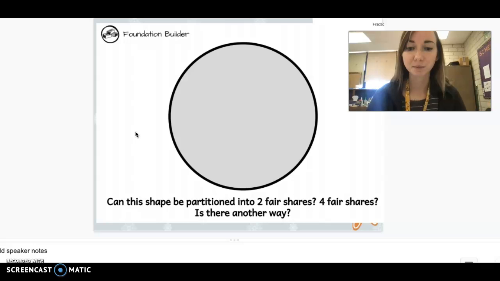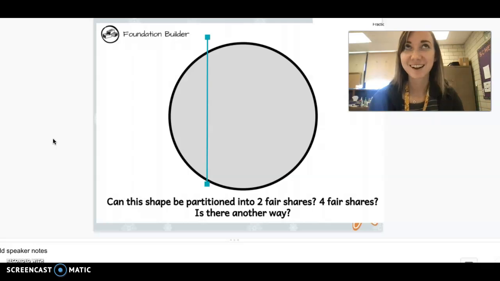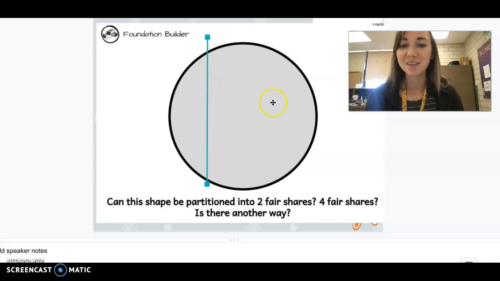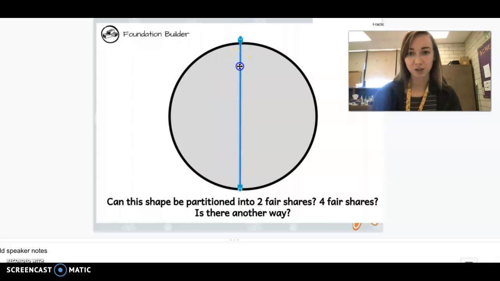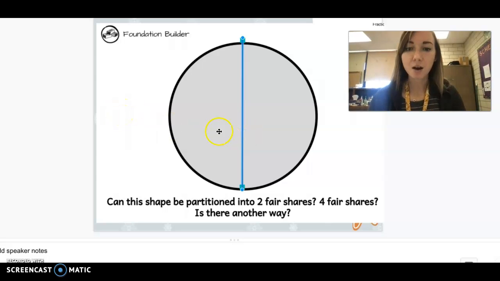So next shape, let's look at it. Can this shape be partitioned into 2 fair shares? Of course it can. So we are going to try and partition it. Did that just create 2 fair shares? Say, no, Miss Sigler, don't be silly. Those are not fair. One of those is way bigger than the other. So we're going to try and rearrange this line to create 2 fair shares. And I think that maybe right there. There. Okay, so now we have 2 fair shares.